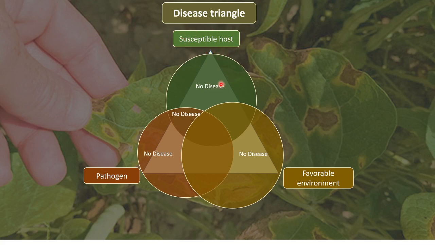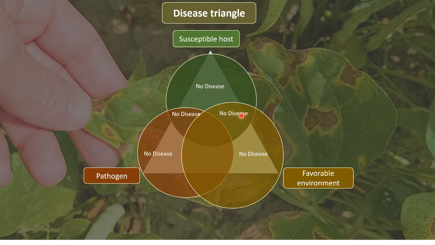Now similarly, there will be no disease if there is a susceptible host and favorable environment present. So here also there will be no disease, though the susceptible host, that is the plant on which the pathogen will infect, is present, and also the favorable environment is there, but the pathogen is not present. So this intersecting part shows that there is a susceptible host and favorable environment intersecting, but there is no pathogen coming in. So when there is no pathogen but there is a susceptible host and favorable environment, then again there would be no disease.